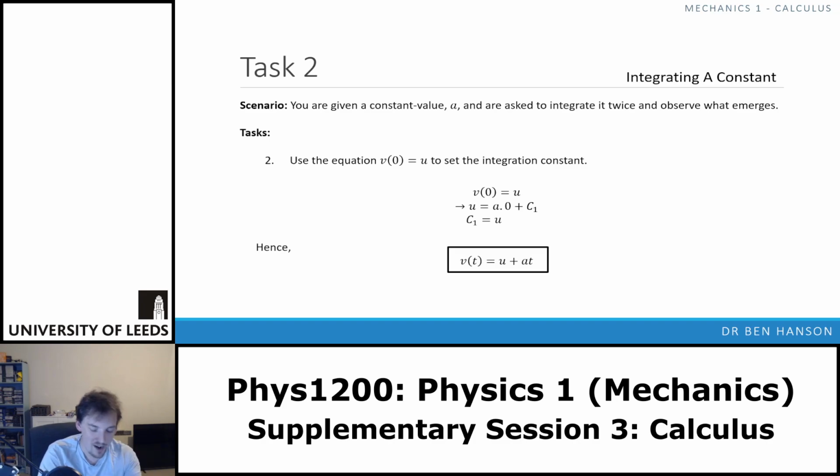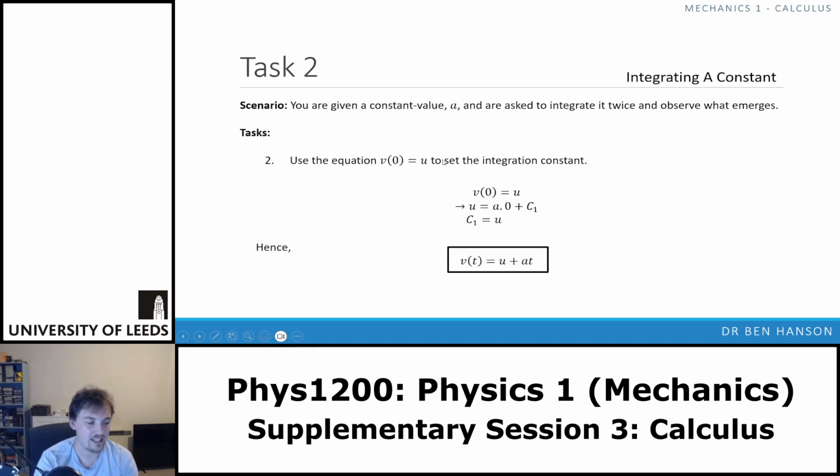And from what we did in graphs before, we might now realize that u, the initial speed at t equals 0, is just where we happen to start our graph. We could have had anything we wanted here. I've said use the equation v of 0 equals u to set the integration constant. But I could also have said use the equation v of 8 equals b, say. You could have substituted this in and worked out what your integration constant must be.